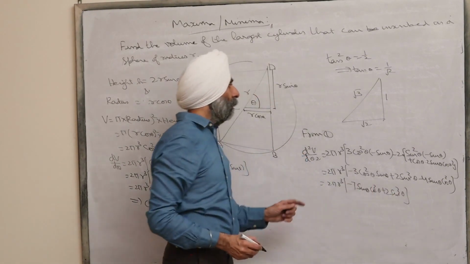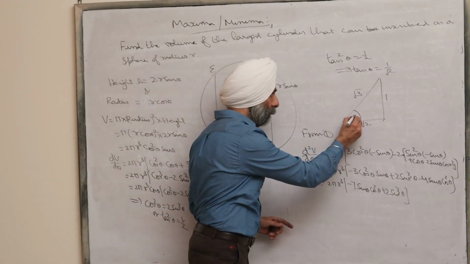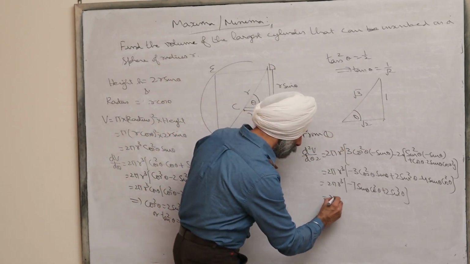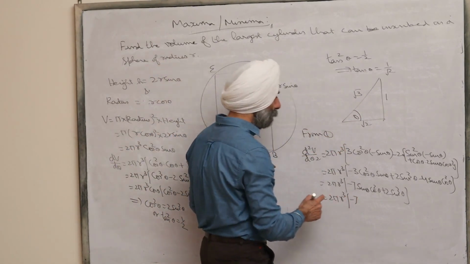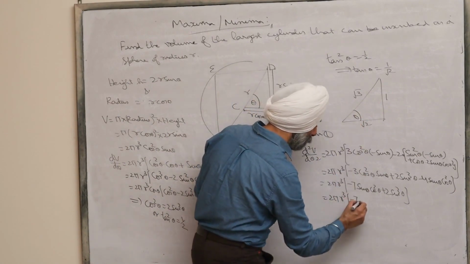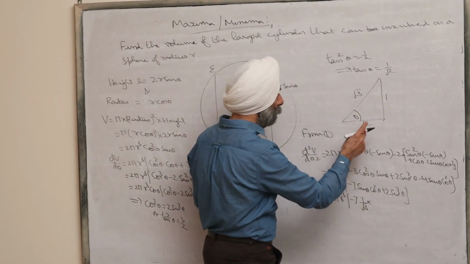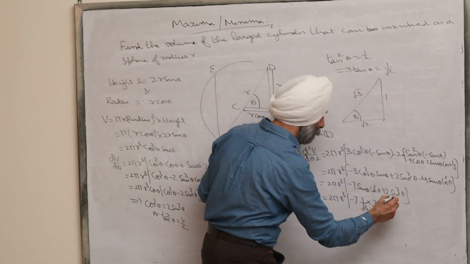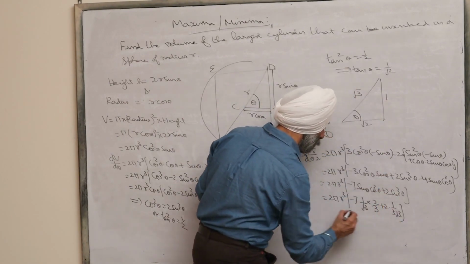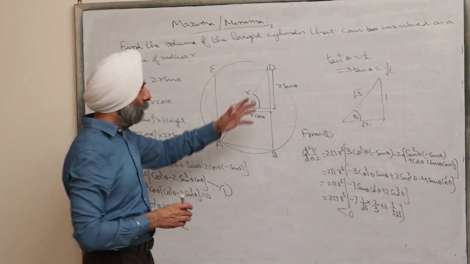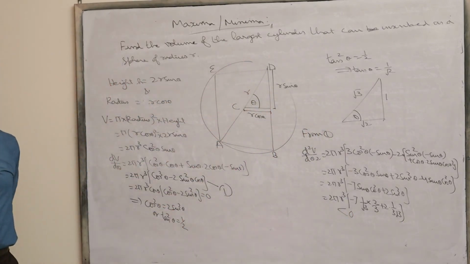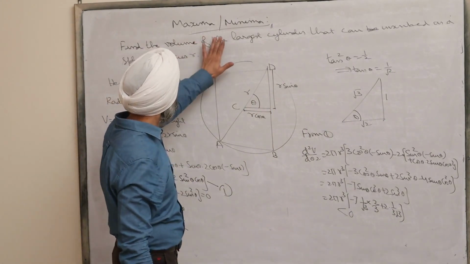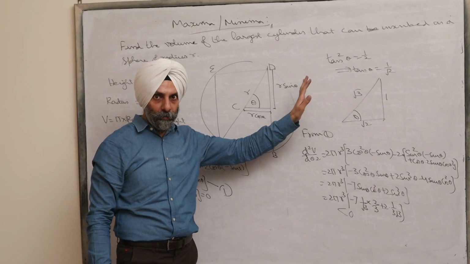If we substitute the values of sin theta and cos theta using this triangle, you can see that it is 2 pi r cubed into minus 7 sin theta cos squared theta. Sin theta is 1 over root 3, and cos squared theta is 2 by 3, plus 2 sin cubed theta, which is 1 over 3 root 3. The result is negative, which clearly shows that the volume of this cylinder is maximum when it is inscribed in a sphere of radius r.